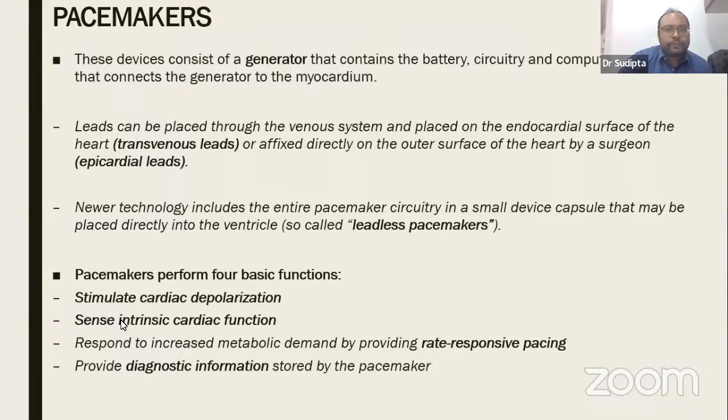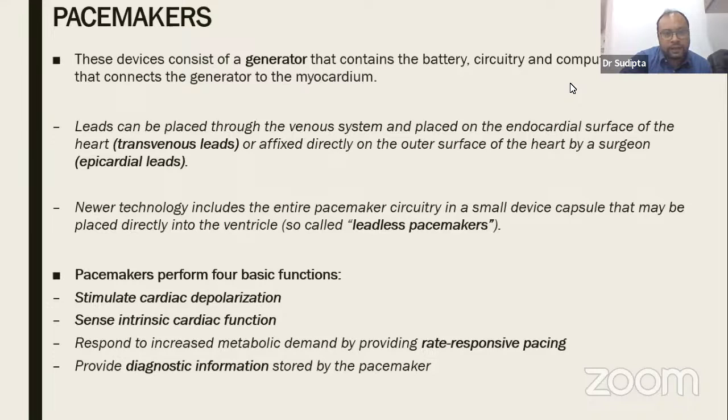So pacemakers, I think we'll not go into the details, just that the final answer to a complete heart block is a permanent pacemaker implantation. And they usually consist of a generator, which contains the battery, the circuitry and computer, and a lead that connects the generator to the myocardium.